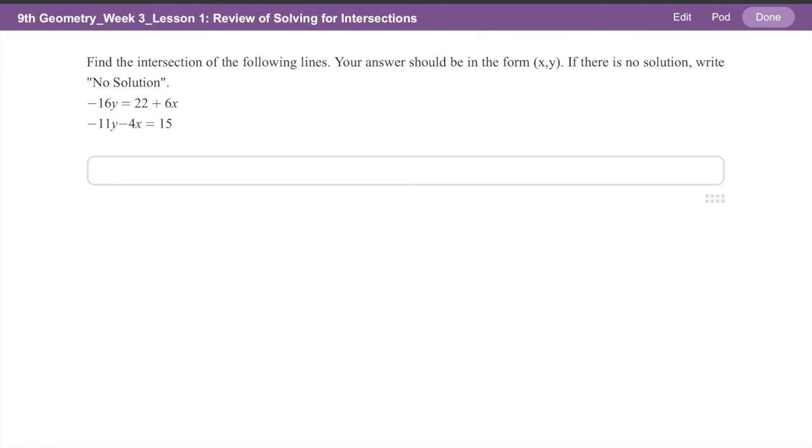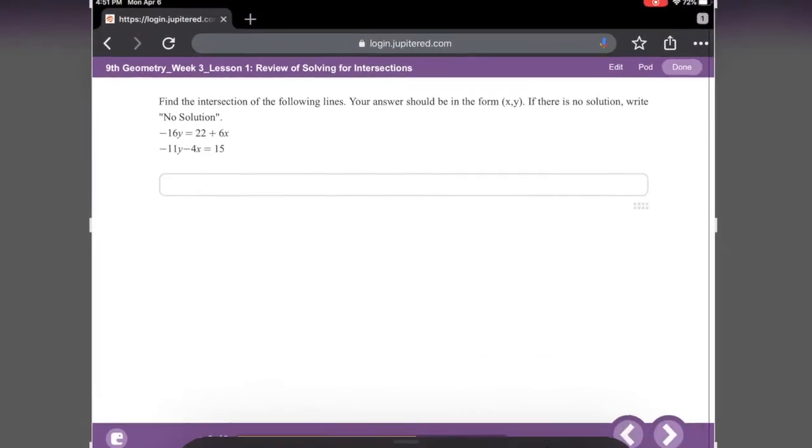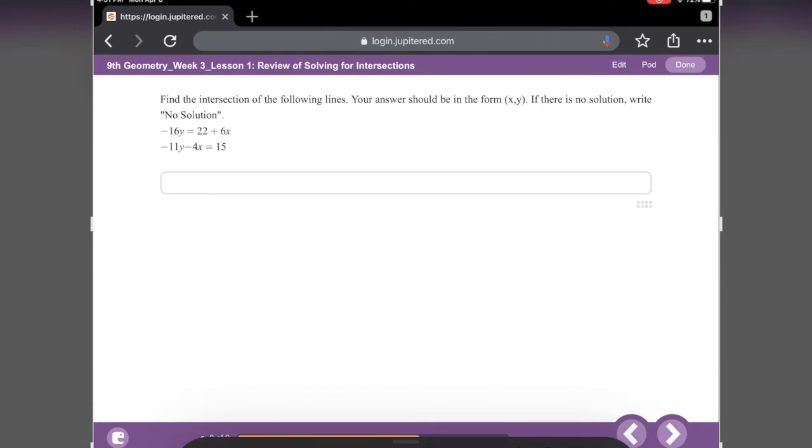Okay, what about this one? This one's a little more interesting because the variables are on different sides of the equation. So our first thing is going to be just to organize it better by rewriting some terms. Let me rewrite it as it was written originally. Negative 16y equals 22 plus 6x. And then negative 11y minus 4x equals 15.